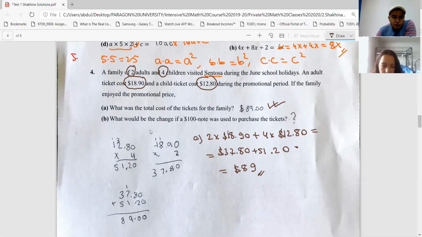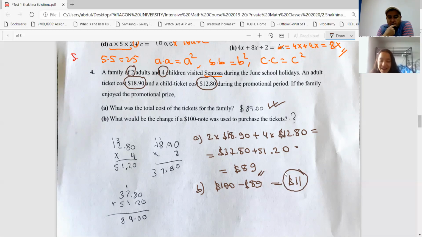Okay, next one is, what would be the change if a $100 note was used to purchase the tickets? I don't understand it because that would be a negative number. No, a change. You are with 4 children and the parents, and you just ask the cashier how much is it, and she says $89. And in your purse, you have a $100 note. If you give this $100, they have to take out $89 because you have to pay this amount. So how much is left? That is $11. So you will get $11 change.